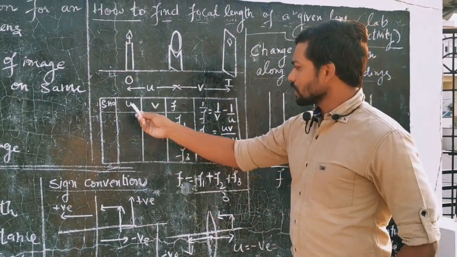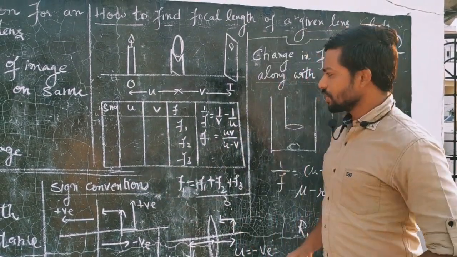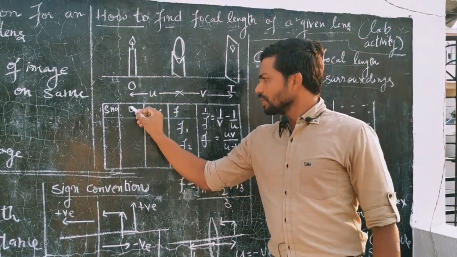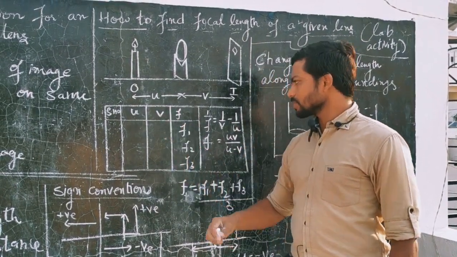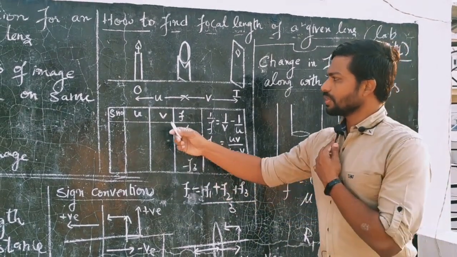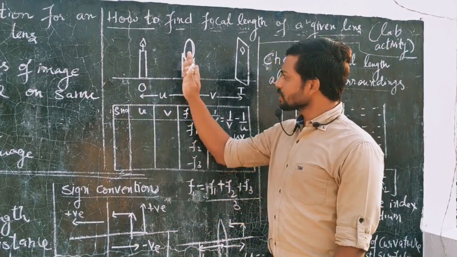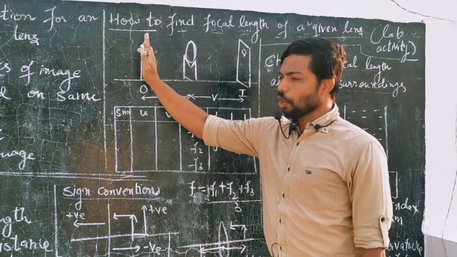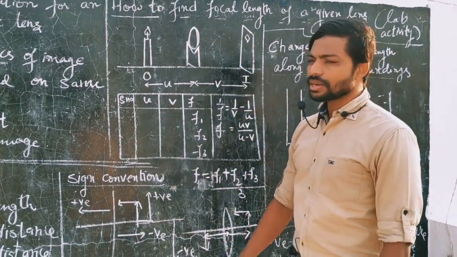I'll first introduce you to the observation table here. You have to record object distance, image distance, focal length, and then you have to take the average. I'll come to that. So first, see, this is the arrangement of the apparatus. You have to place the lens between the object and the screen, with the lens on the lens holder.